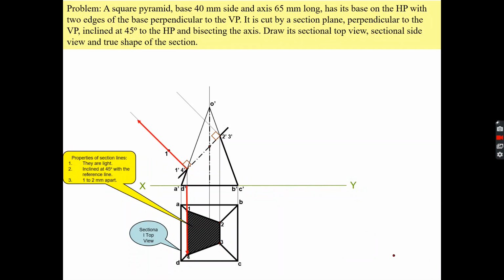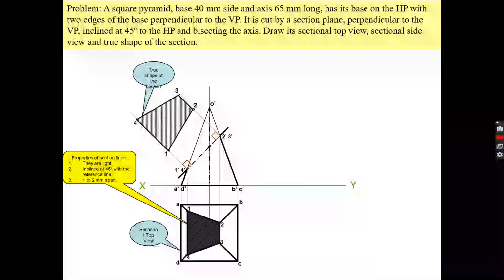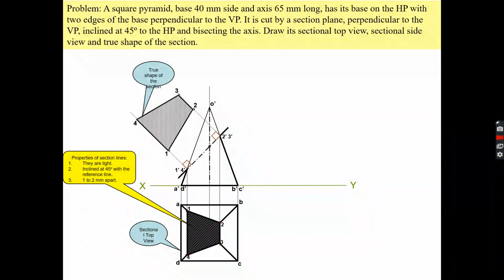Similarly, point 4, point 2 and point 3, you can mark it, and you can join it by a solid line, and you have to set this portion similarly to what you are doing here. Okay, and how will you draw the side view of this solid? You can draw a line like this.